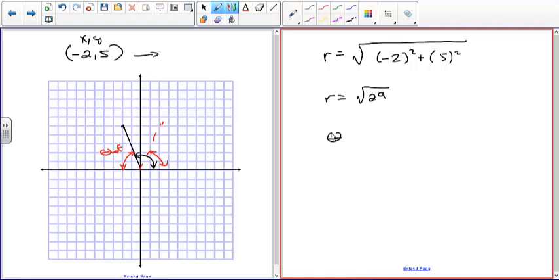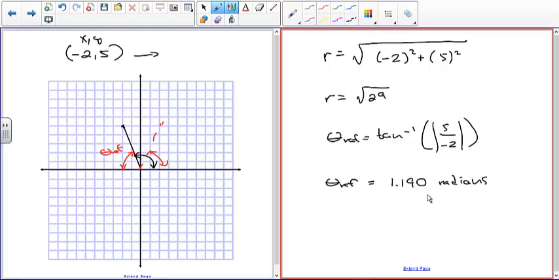And then to calculate theta, we'll calculate the reference angle, which is going to be the inverse tangent of the absolute value of y divided by x. Make sure our calculators are in radians, which mine is right now. So we take the inverse tangent of 5 divided by 2 instead of 5 divided by -2, and we get the reference angle is 1.190 radians.